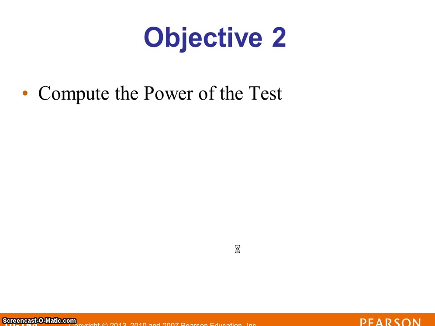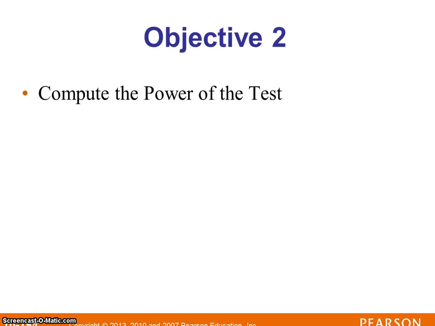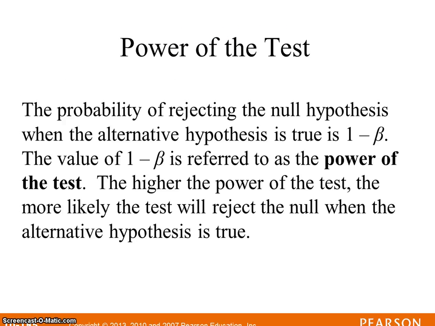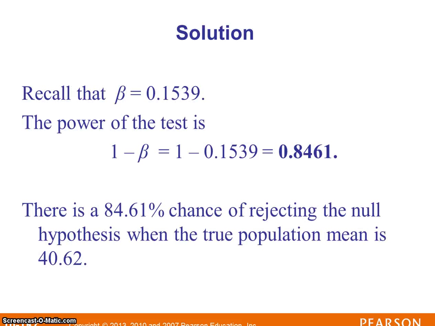Now, as far as computing what's known as the power of the test, the probability of rejecting the null hypothesis when the alternative hypothesis is true is given by 1 minus beta, and the value of 1 minus beta, or 100% minus beta, is referred to as the power of the test. The higher the power of the test, the more likely the test will reject the null hypothesis when the alternative hypothesis is true. The thing that we just calculated in the last example is beta, so it's just 1 minus beta. In other words, there's an 84.6% chance of rejecting the null hypothesis when the true population mean is 40.62.